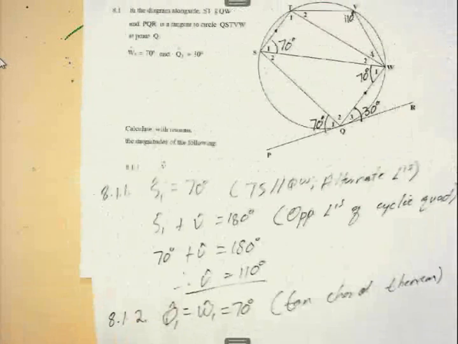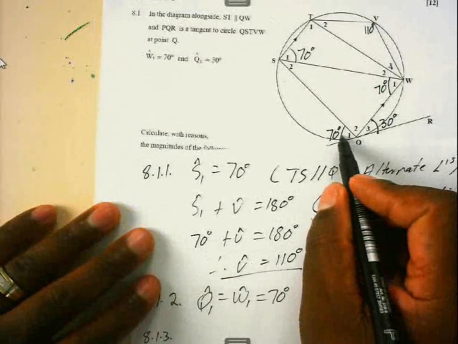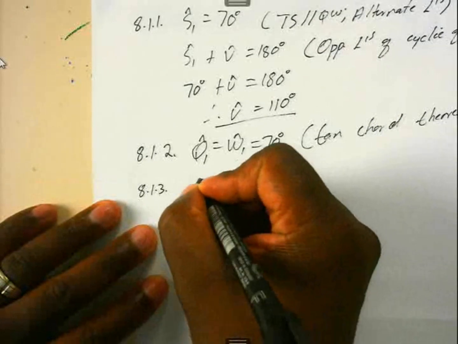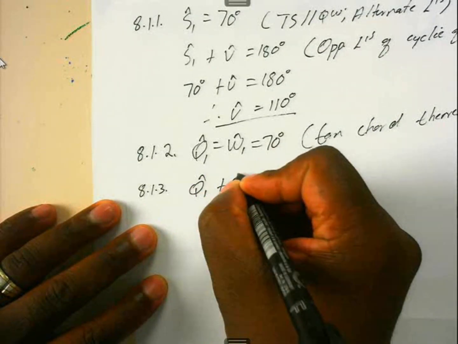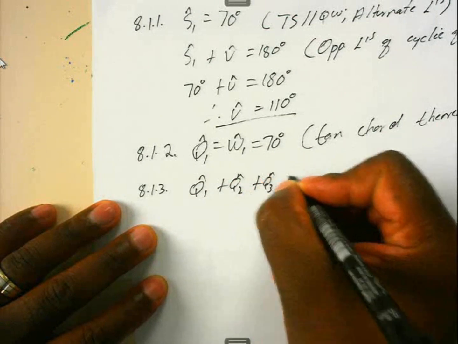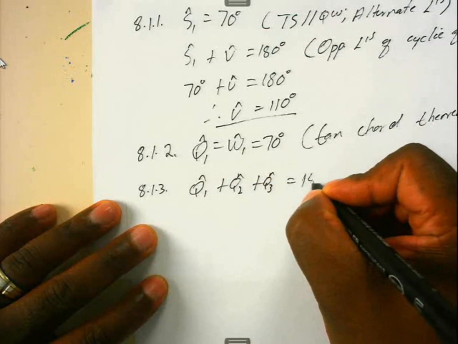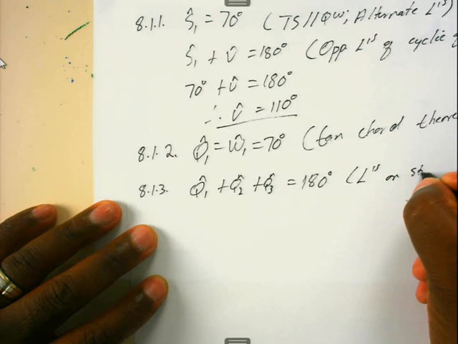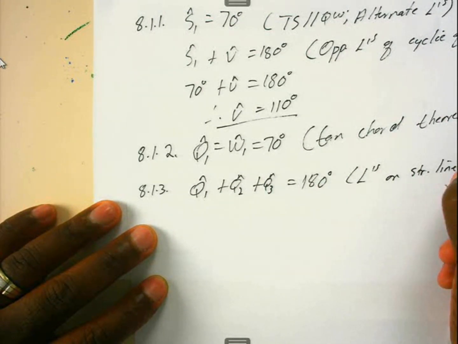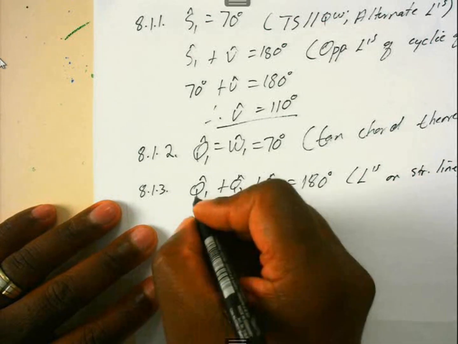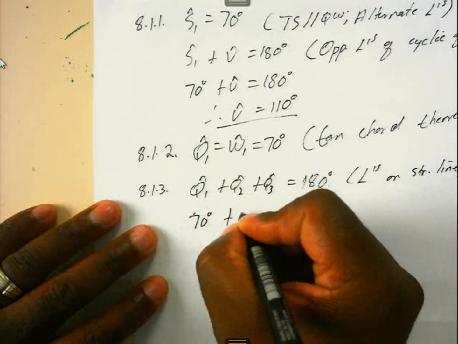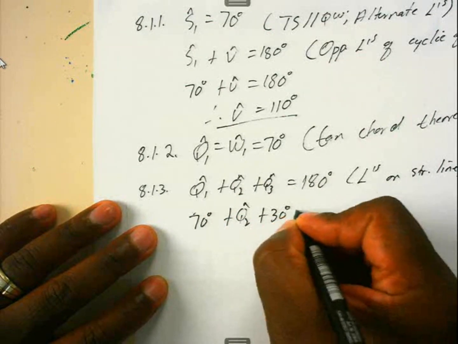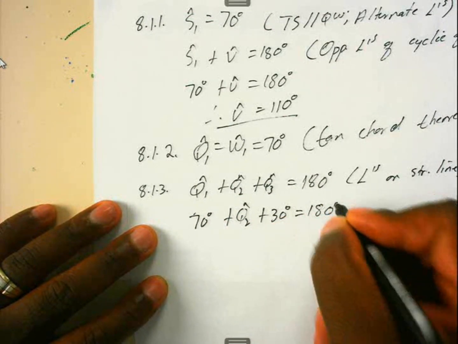Let's go. Check angle Q1. We said Q1 plus Q2 plus Q3, all these angles add up to 180 degrees. Those are the angles on a straight line, and angles on a straight line add up to 180 degrees. Remember, Q1 is 70 degrees. We want to calculate the size of Q2, and Q3 is equal to 30 degrees. It is given.